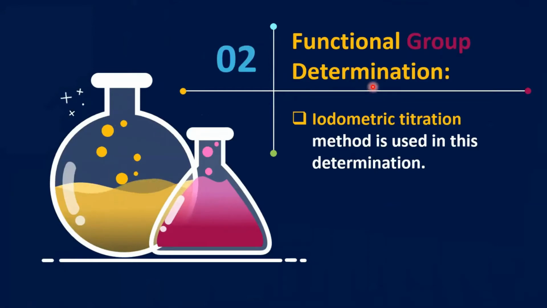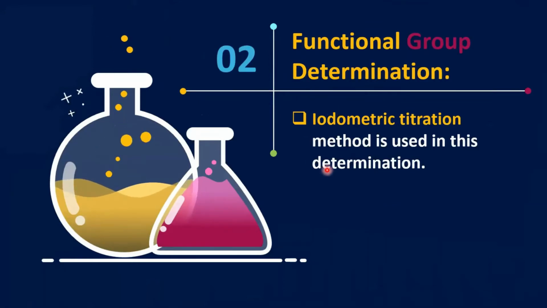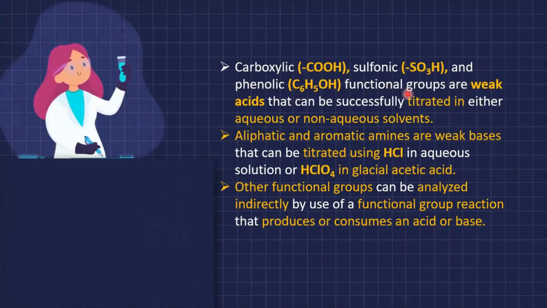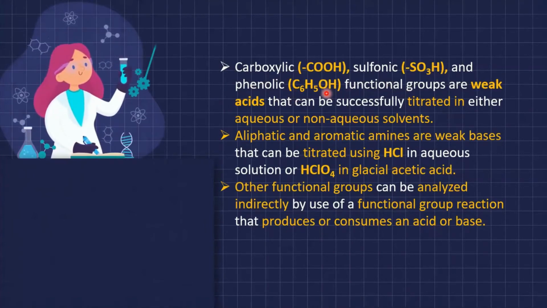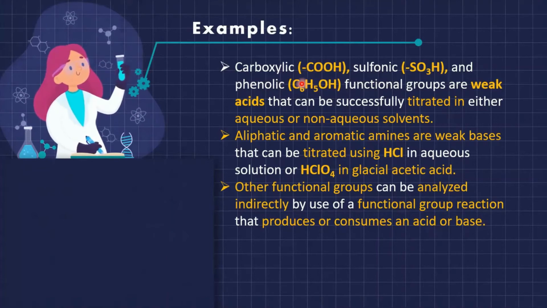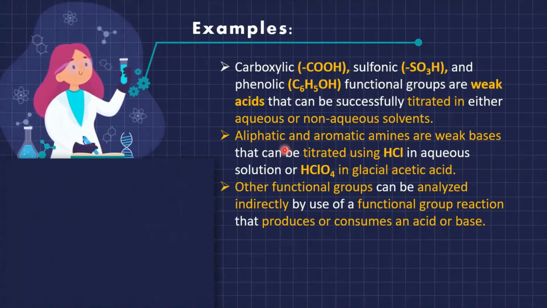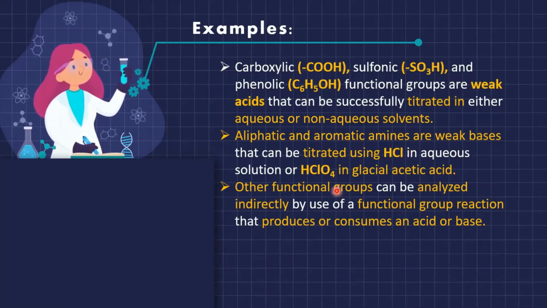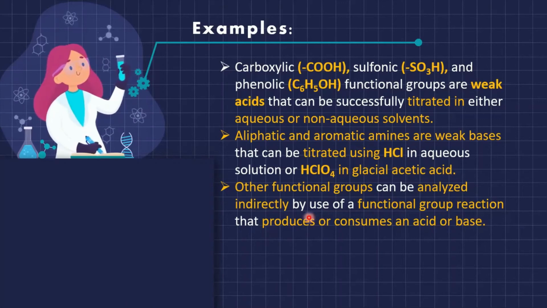Then secondly, how can we determine the functional group? Most commonly, iodometric titrations are used for the determination of the functional group. Weak acids containing the functional groups of carboxylic, sulfonic, and phenolic are usually titrated in either aqueous or non-aqueous solvent, while the aliphatic and aromatic amines are weak bases, so they can be titrated using HCl in aqueous solution or HClO4 in glacial acetic acid. While the other functional groups can be analyzed indirectly by the use of a functional group reaction that produces or consumes an acid or a base.